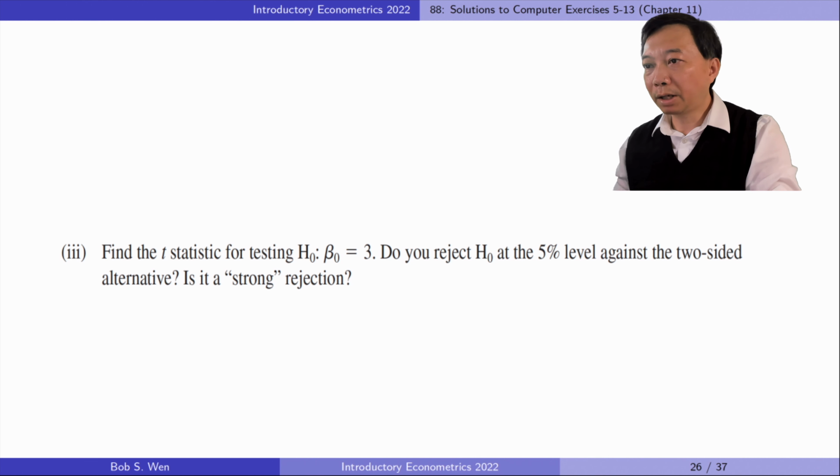In part 3, find the t-statistic for testing the null hypothesis that beta 0 equals 3. Do you reject the null hypothesis at the 5% level against a two-sided alternative?